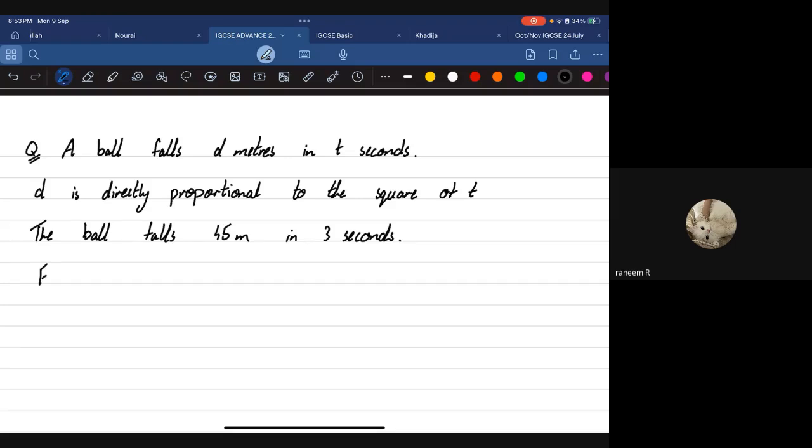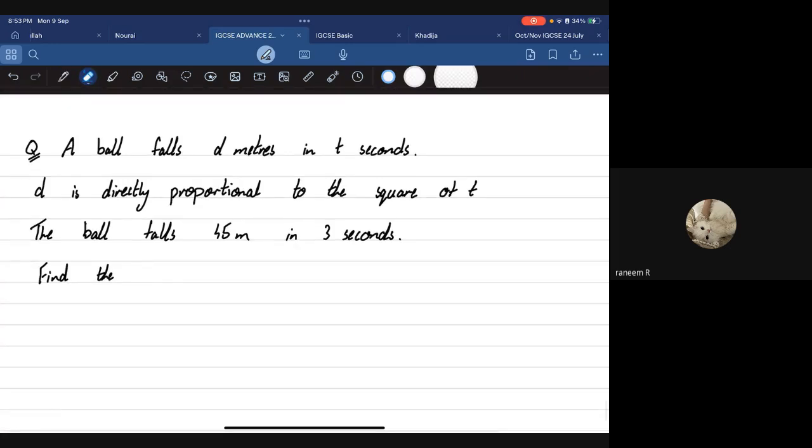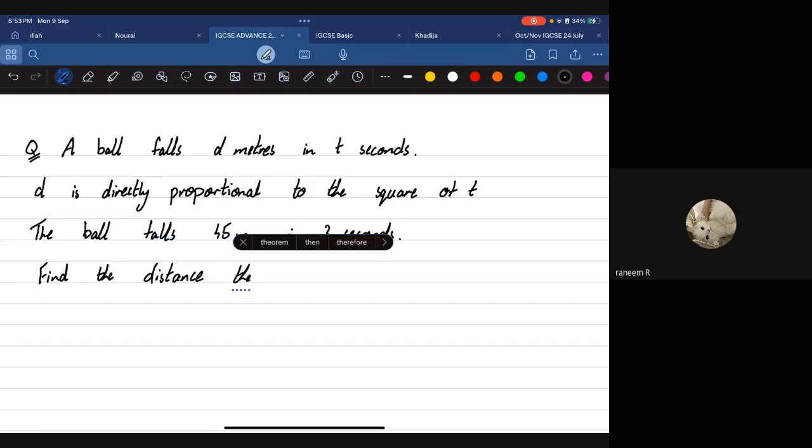Find the distance the ball falls in 2 seconds. I don't know what's wrong with my handwriting, but it's pathetic.